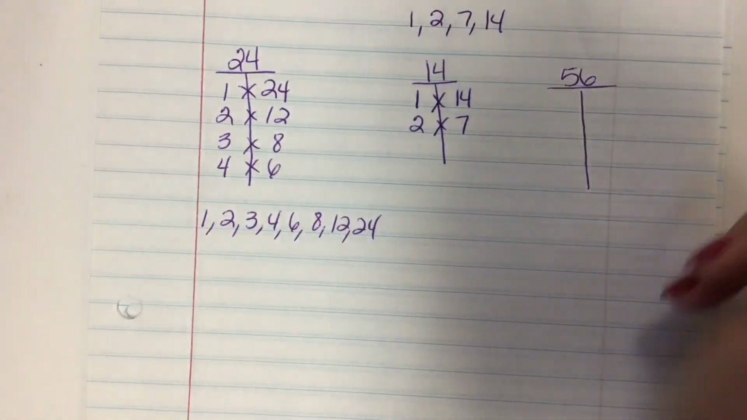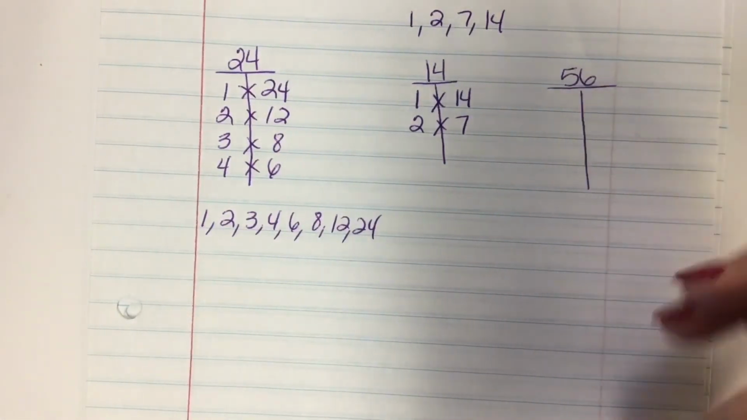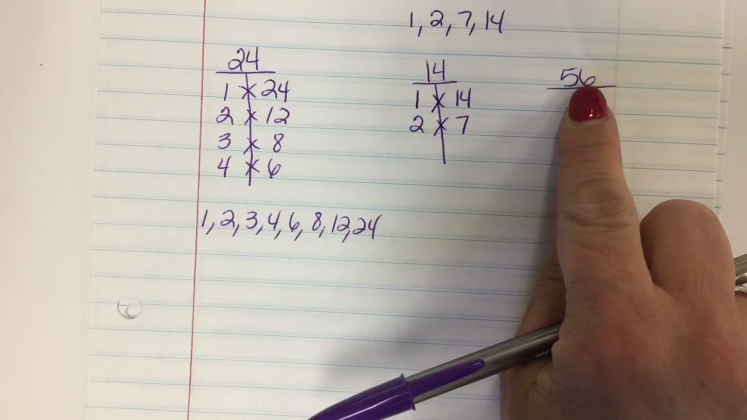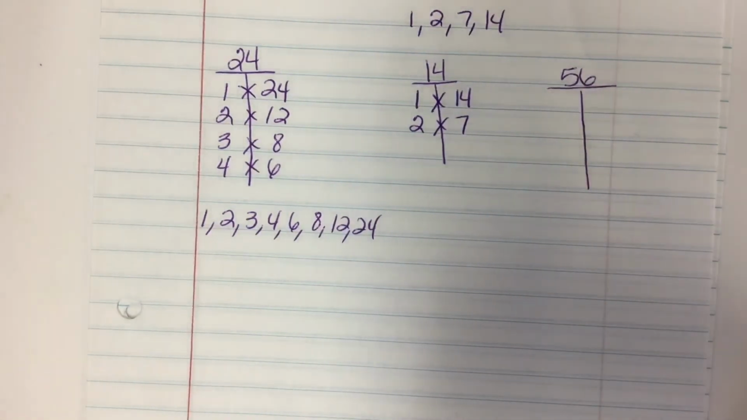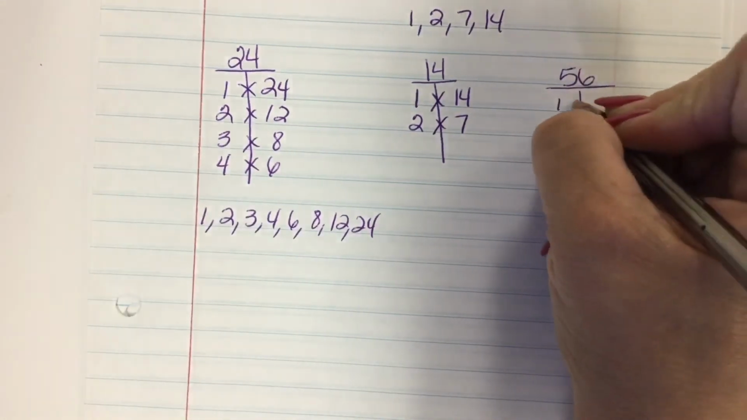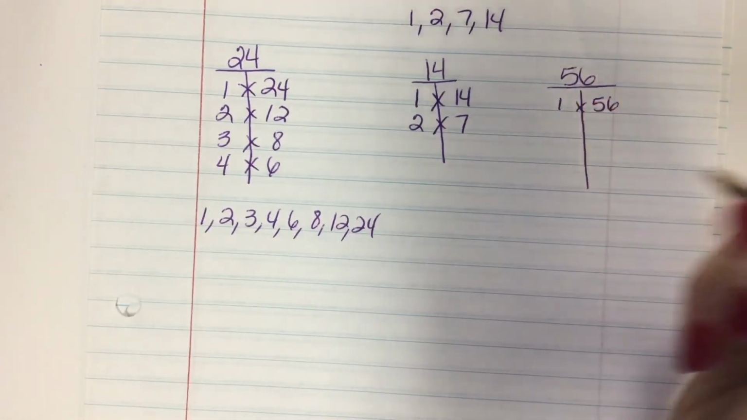Okay, 56. What are your factors for 56? Before you start, I want you to think. 2 is going to go into 56 because that's an even number. So don't skip that one. A lot of people skip it. All right, 1 times 56.